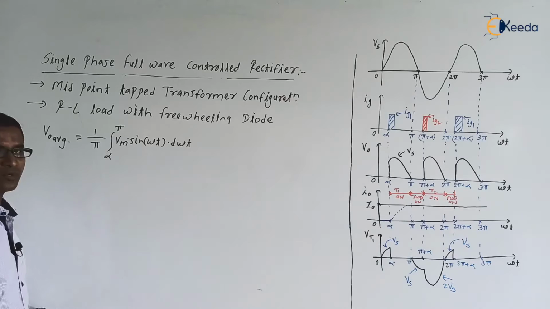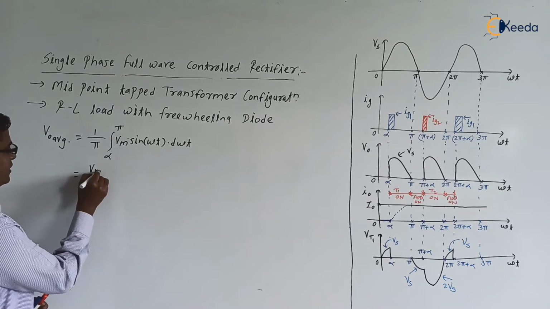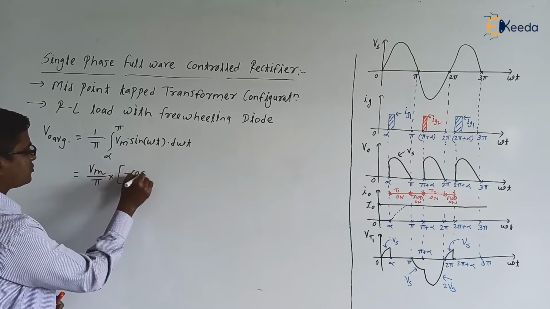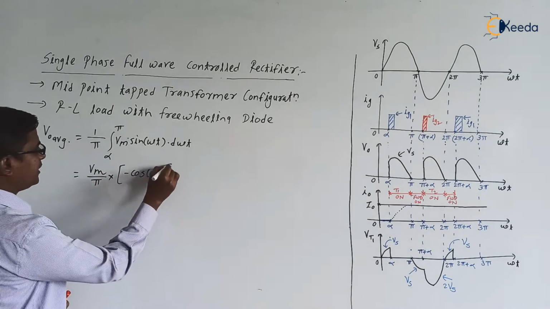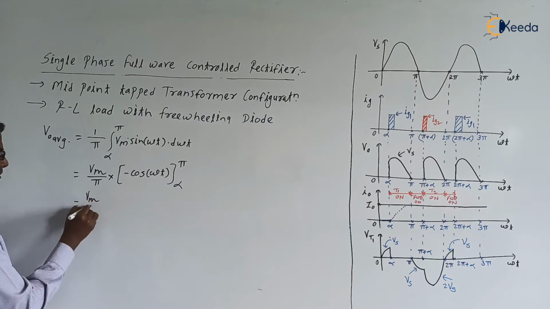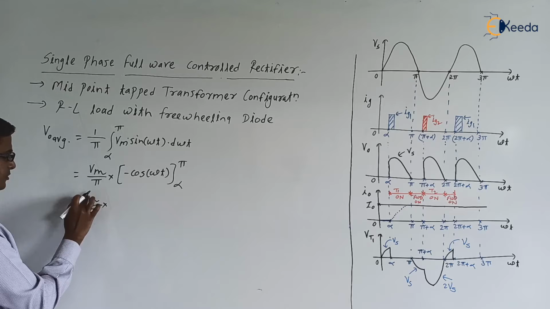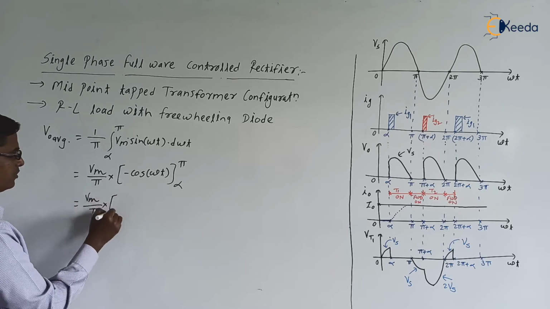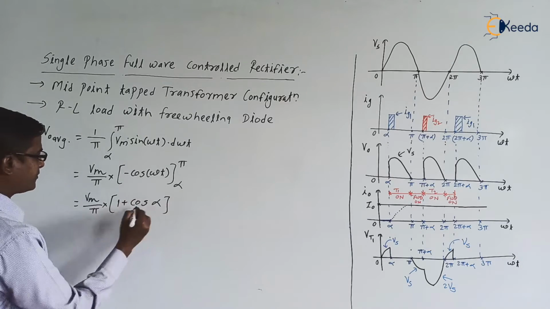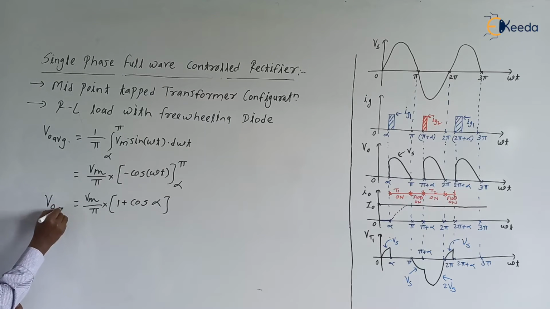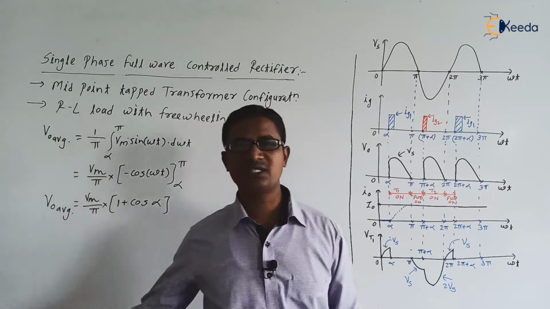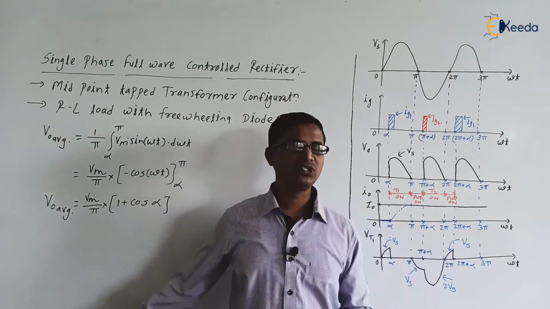Are you getting the point? Further, we can simplify it as Vm by pi. What is the integration of sine omega t? It is minus cos omega t, with limit alpha to pi. If you put the limit, it will be Vm by pi into 1 plus cos alpha. This is V0 average. This expression is the same as the V0 average expression of the purely resistive load.